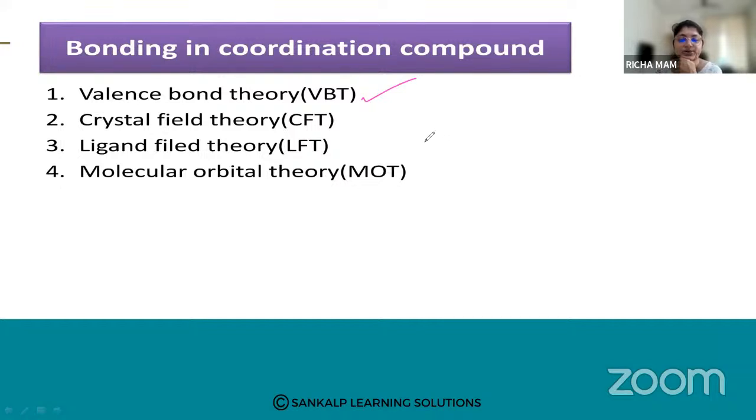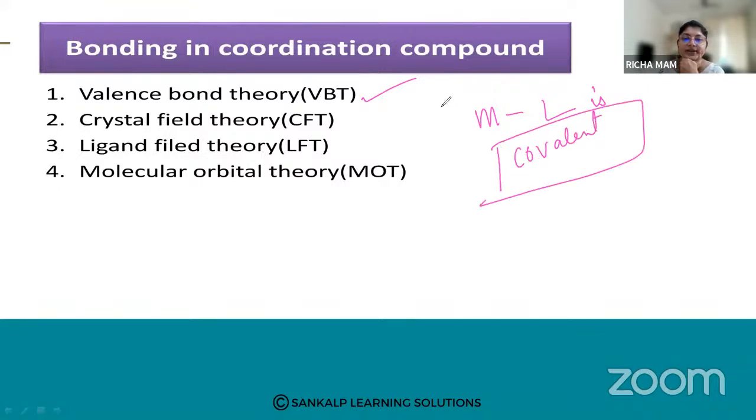This theory tells you the bond formed between the metal ion and ligand is purely a covalent bond. What is a covalent bond? VBT means valence bond theory. So what does valence bond theory tell you? It tells you that the bond which is formed between the metal and the ligand is purely covalent.